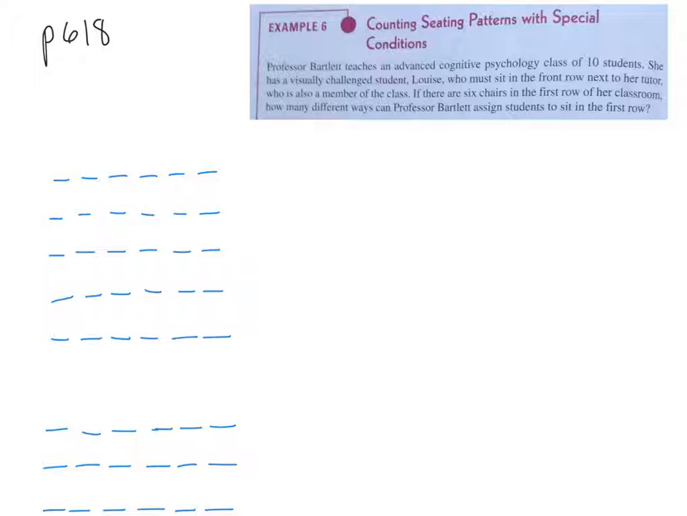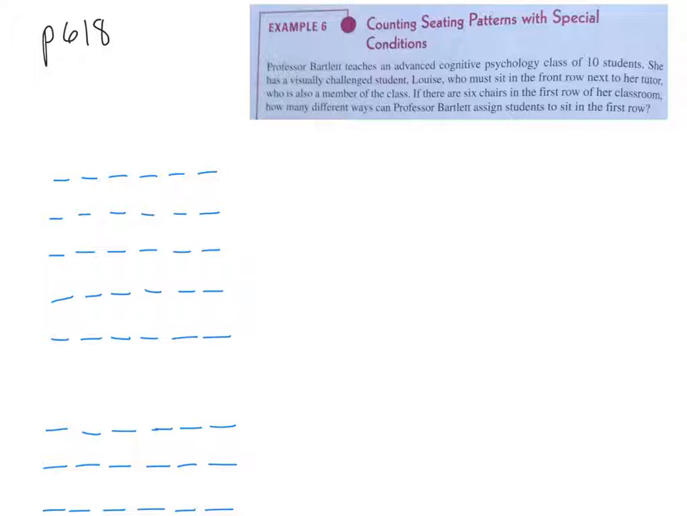So we have Louise and the tutor. They are 2 of the 10 students, and Louise and the tutor have to sit next to each other. It says if there are 6 chairs in the first row of the classroom, how many different ways can we assign students to sit in the first row? So we have 6 chairs in the first row. We're going to start out with 6 slots, which I've kind of drawn for you over here.